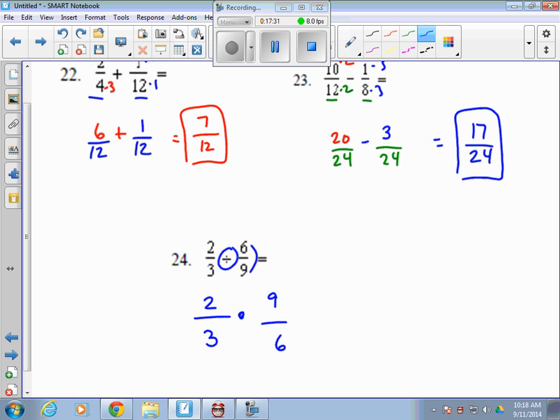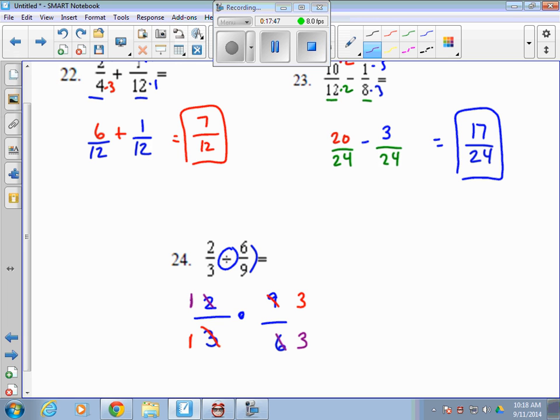You can cross cancel both of these right here. 3 cross cancels with 9. It goes into itself once, and it goes into 9 3 times. You can also cross cancel 2 and 6. 2 goes into itself once, and it goes into 6 3 times.